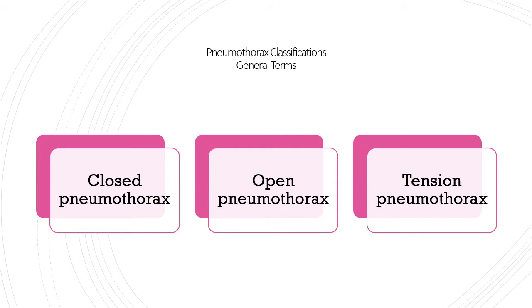A pneumothorax in which intrapleural pressure exceeds the intra-alveolar or atmospheric pressure is known as a tension pneumothorax. Some forms of pneumothorax are identified also on the basis of origins, and we'll look at those shortly.